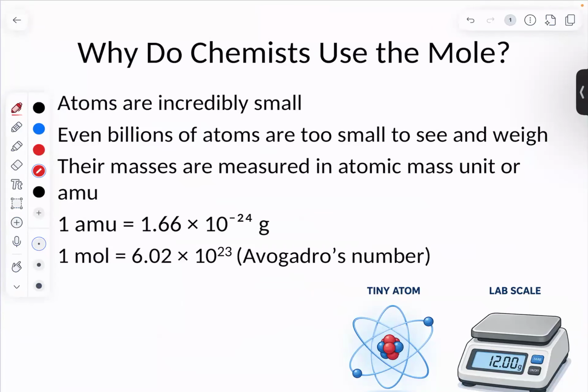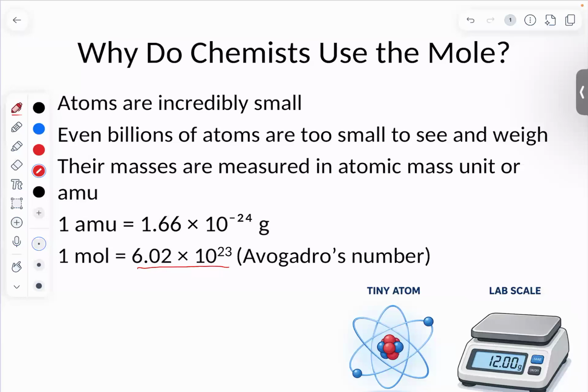Today we're going to answer one important question. Why do chemists use the mole or Avogadro's number? As we talked about last time, Avogadro's number, 6.02 times 10 to the 23rd, is a huge number. But why do chemists need such a huge number?